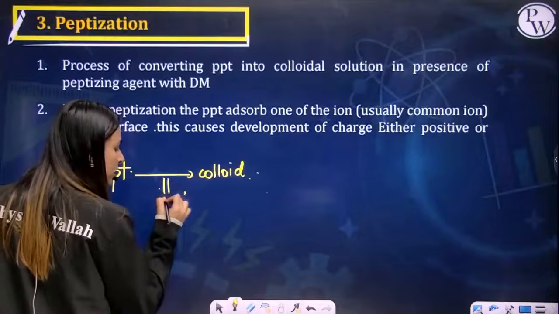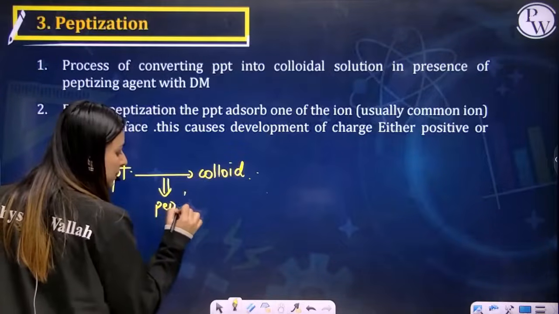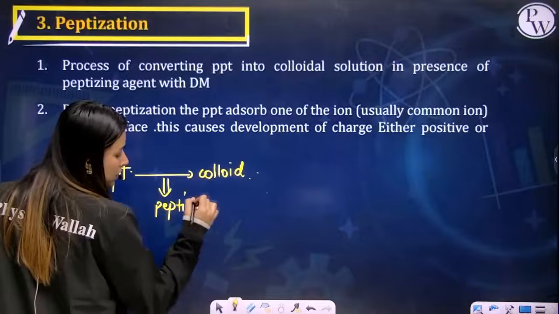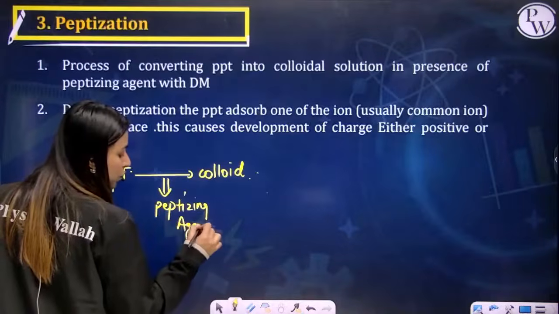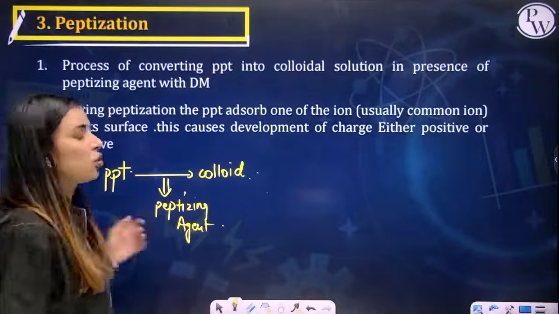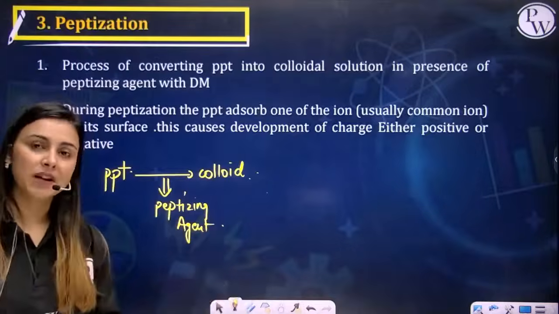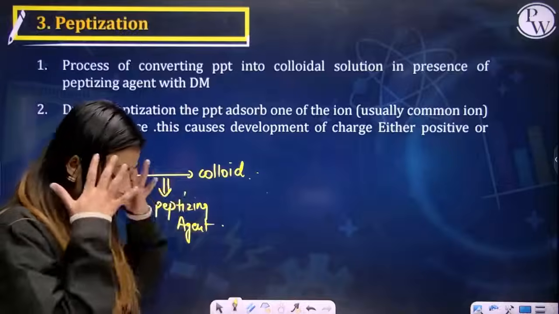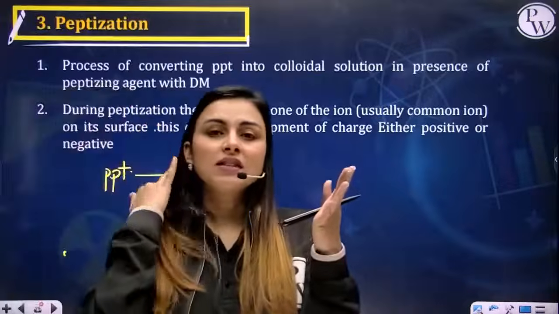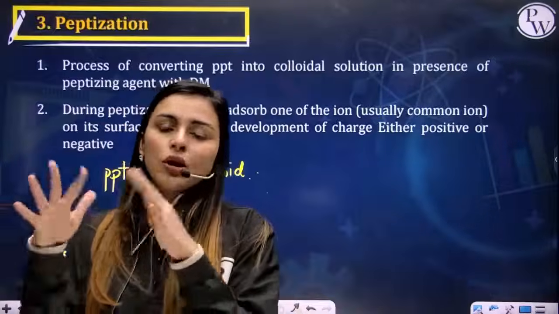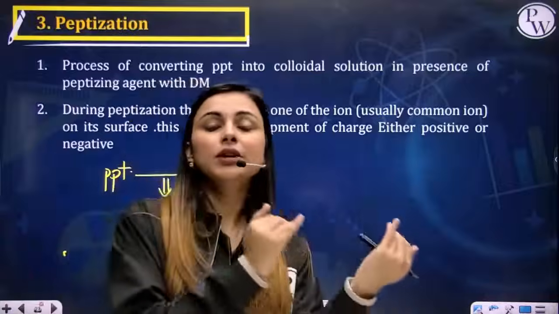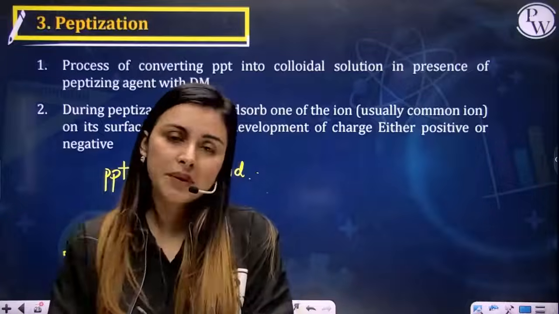For this, what is used is known as your peptizing agent. That agent which helps in converting a PPT into colloid is known as peptizing agent, and this whole process is known as peptization. So basically the major picture of peptization is you have an aggregate or a PPT which you convert into the colloidal solution by using some peptizing agent.